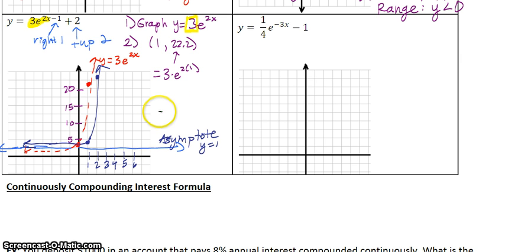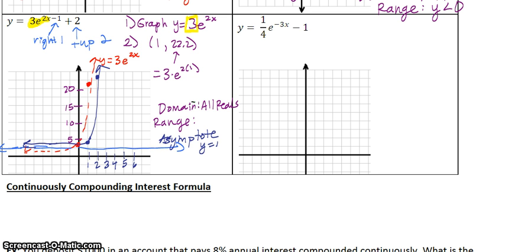I'm going to now find my domain and range. It's still an exponential graph. Domain is still all reals. I'll give you a second. What do you think the range is? What do you think the range is based off of what we have done? I hope that you're kind of becoming an expert at this right now.